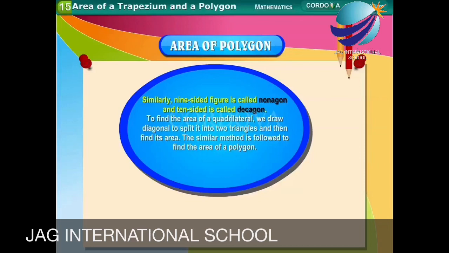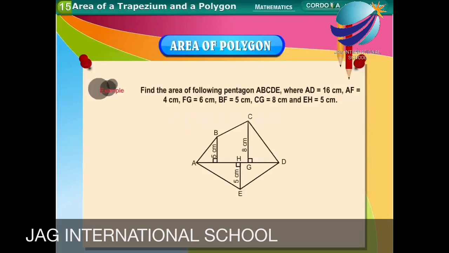To find the area of a quadrilateral, we draw diagonal to split it into two triangles and then find its area. The similar method is followed to find the area of a polygon. Example: find the area of following pentagon ABCDE, where AD equal to 16 centimeters, AF equal to 4 centimeters, FG equal to 6 centimeters, BF equal to 5 centimeters, CG equal to 8 centimeters, and EH equal to 5 centimeters.